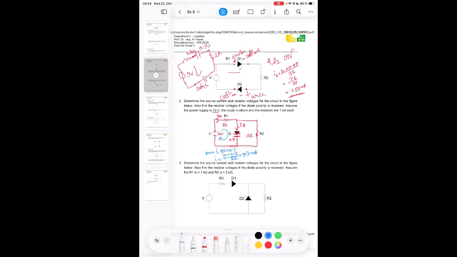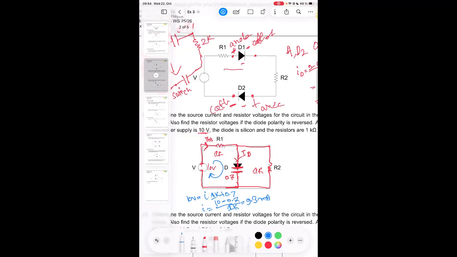If we have 0.7 over the diode, that means we have 0.7 over the second one. This one is 0.7 volt, and this one is 9.3 volt. 9.3 volt plus 0.7 is 10. Everything is quite fine.